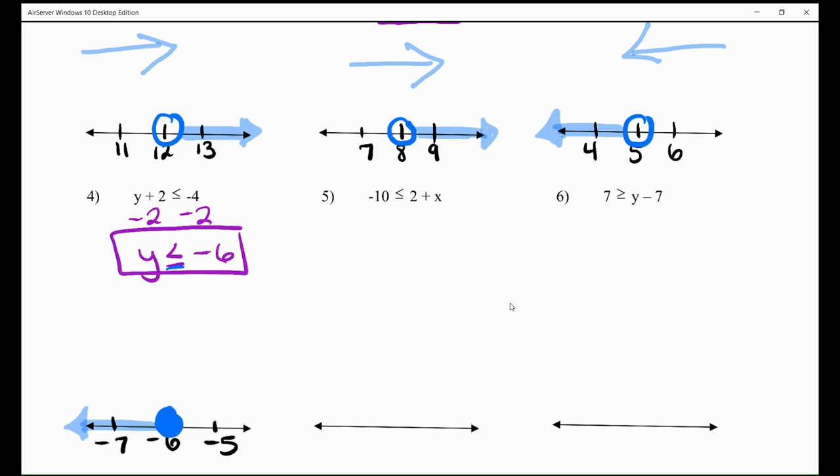For number 5, on the side with the variable, it's 2 plus x. So to undo that positive 2, we want to subtract it from both sides. Now again, let's rewrite this so that the variable is on the left. So to do that, let's read the inequality from right to left. x is greater than or equal to negative 12. So we rewrite it, we'll write just that. x is greater than or equal to negative 12.